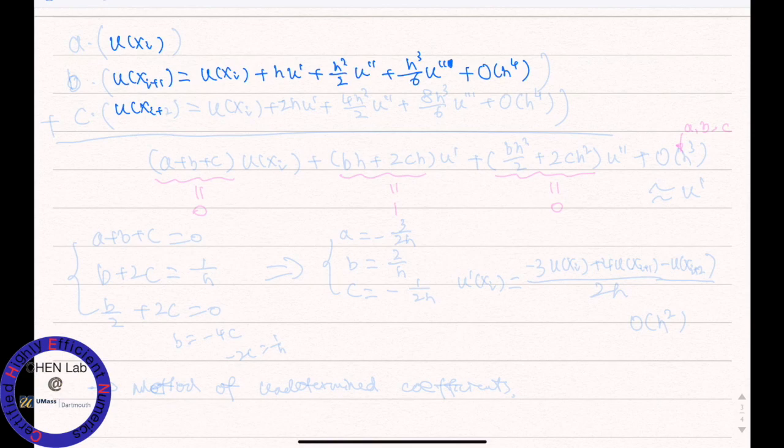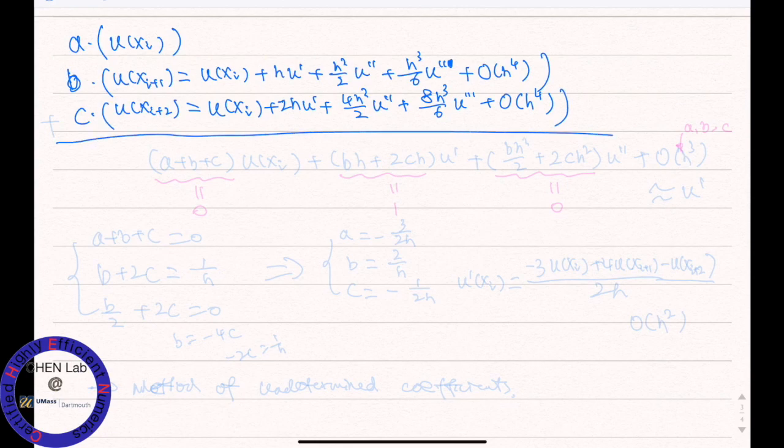And u xi plus 2: the distance between xi and xi plus 2 is 2h, so x minus alpha in the Taylor expansion is 2h, not h. So u xi plus 2h u prime plus 2h squared, which is 4h squared divided by 2, u double prime plus 8h cubed over 6 u triple prime plus that. What we do next is multiply the first by A, the second by B, the last by C, and add all of them up.